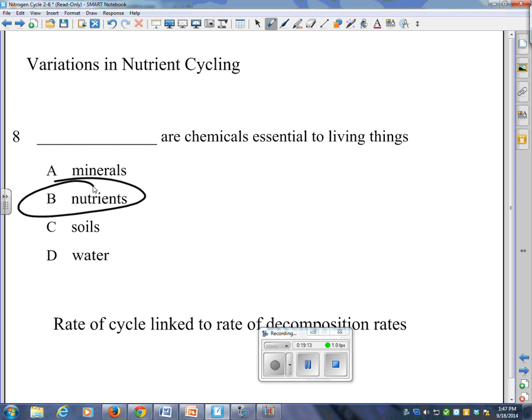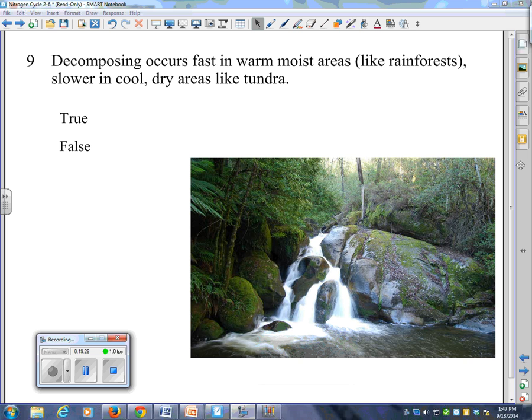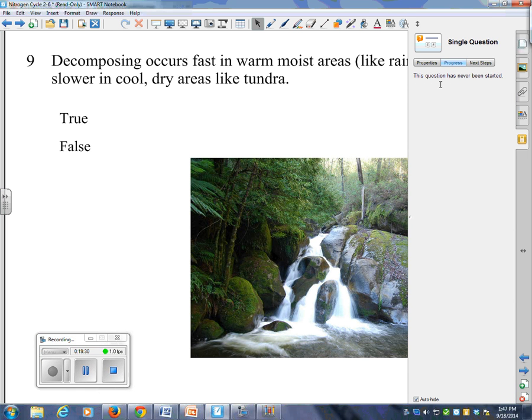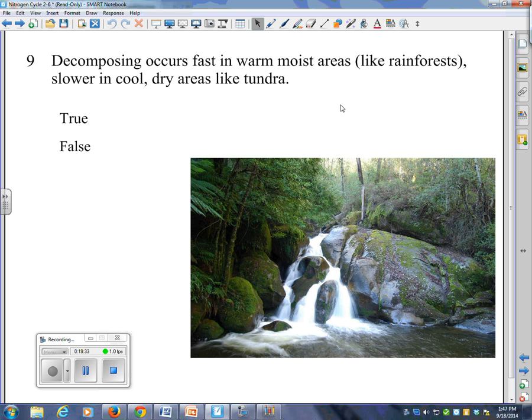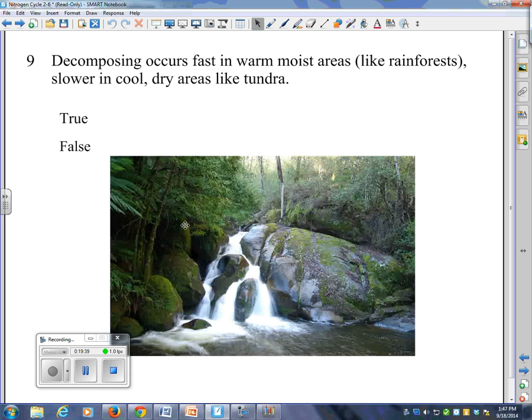Organic matter decomposes relatively quickly in the tropical rainforests. Oh, did I just give away an answer? I might have. Is that true? Decomposing occurs fast in more moist areas? Well, I might have given away an answer. If you were listening, you would have got it.